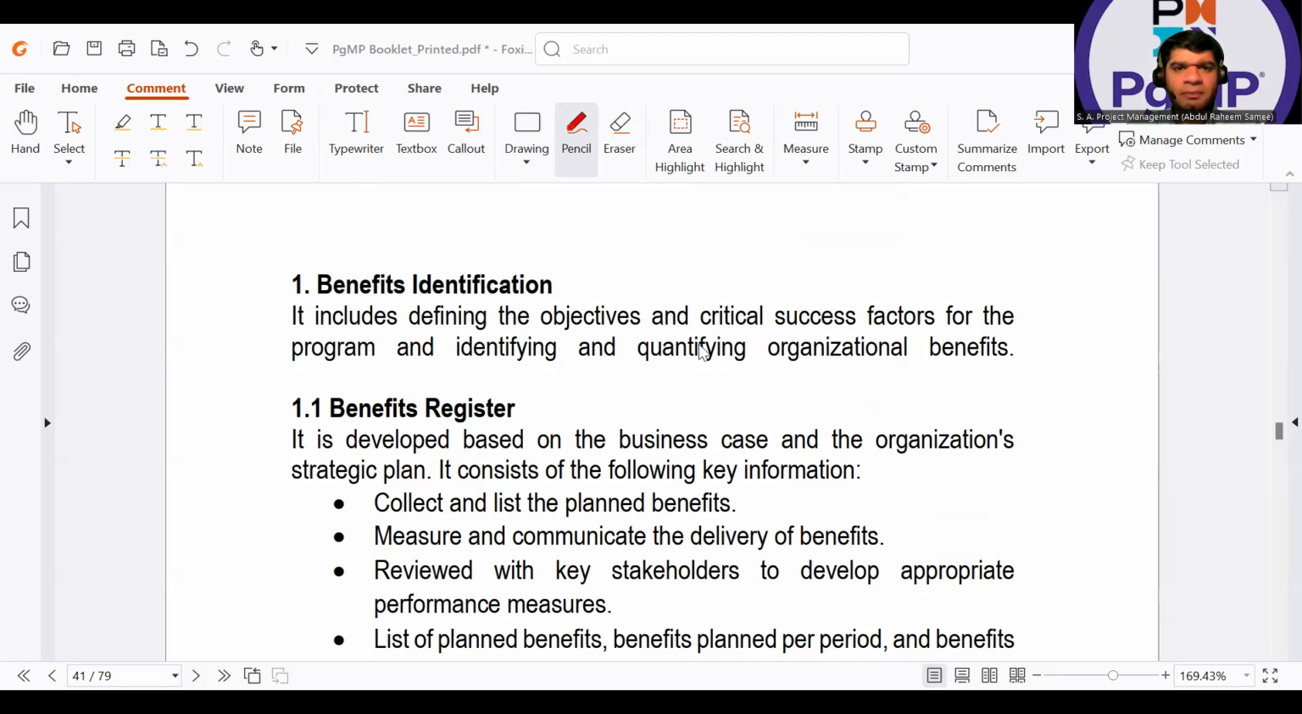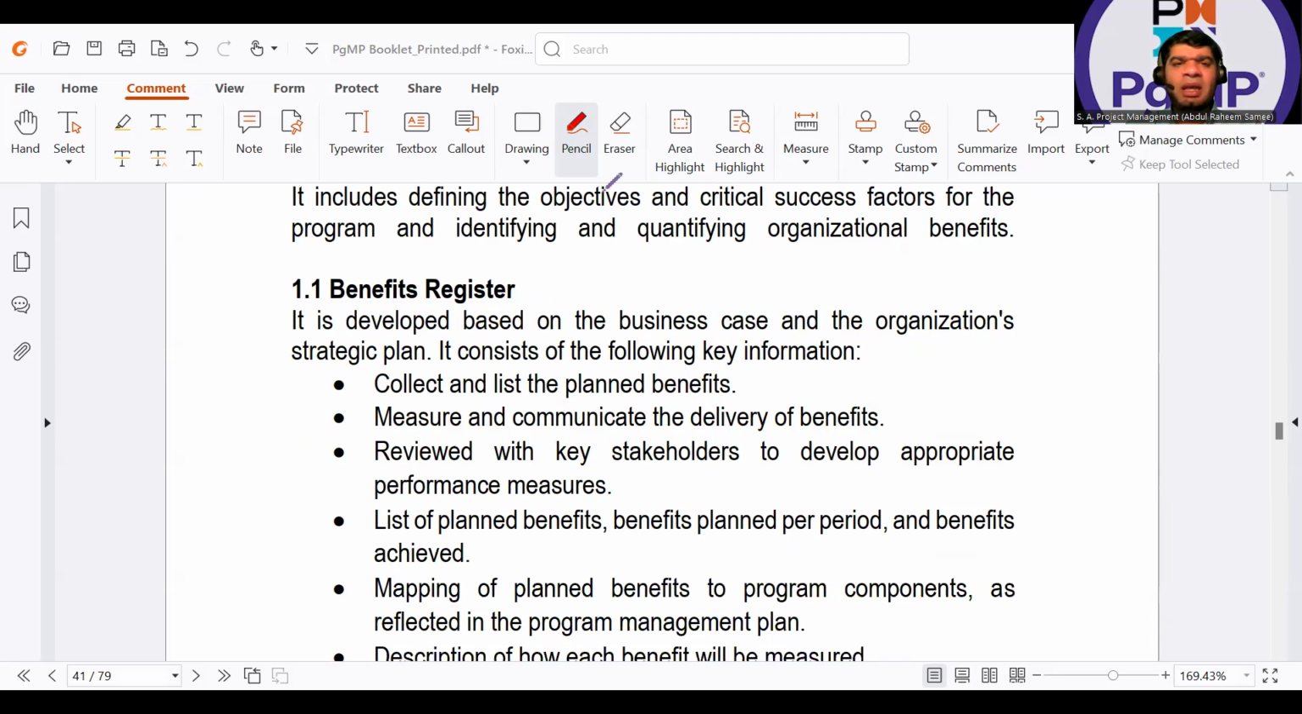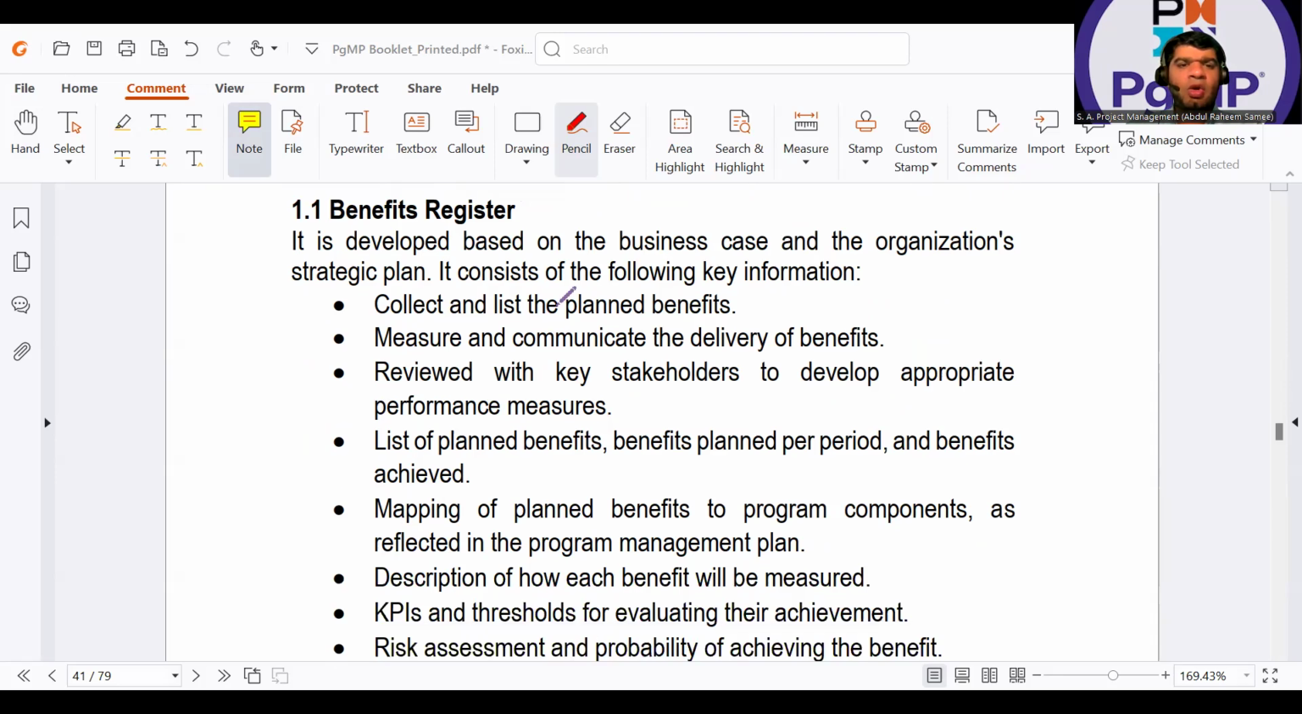Okay, benefit register. It is developed based on the business case and the organization's strategic plan. It consists of the following key information. Collect and list the planned benefits. The list of benefits is the keyword for the benefit register, not the benefits management plan. Now I will read it, and also I will compare when you will select the benefits management plan and when you will select the benefit register. Everybody is confused in this. List of the planned benefits is in your register.